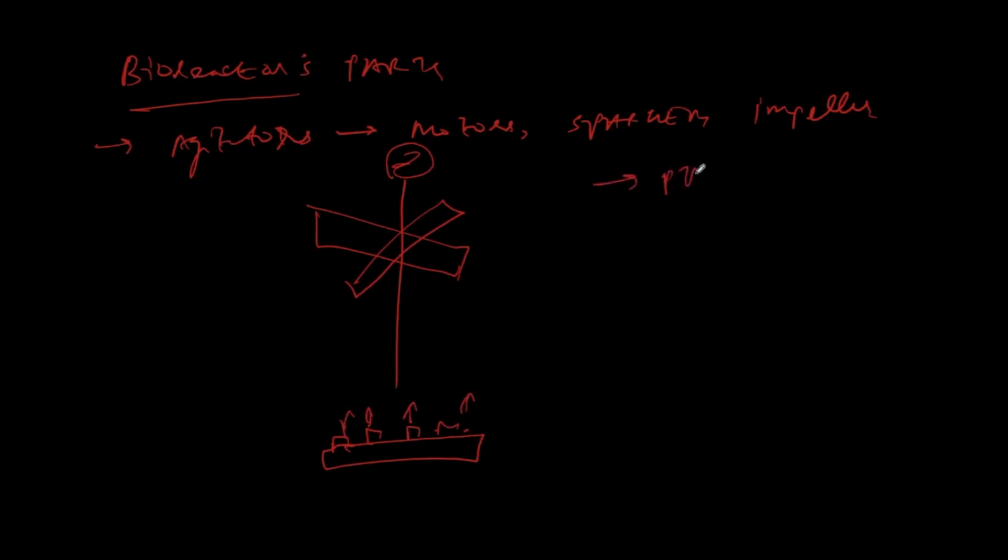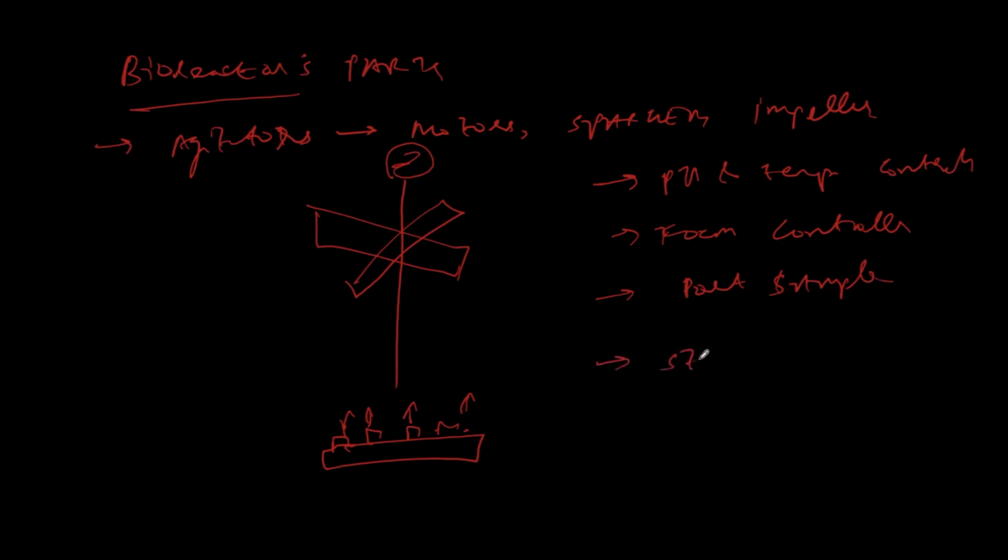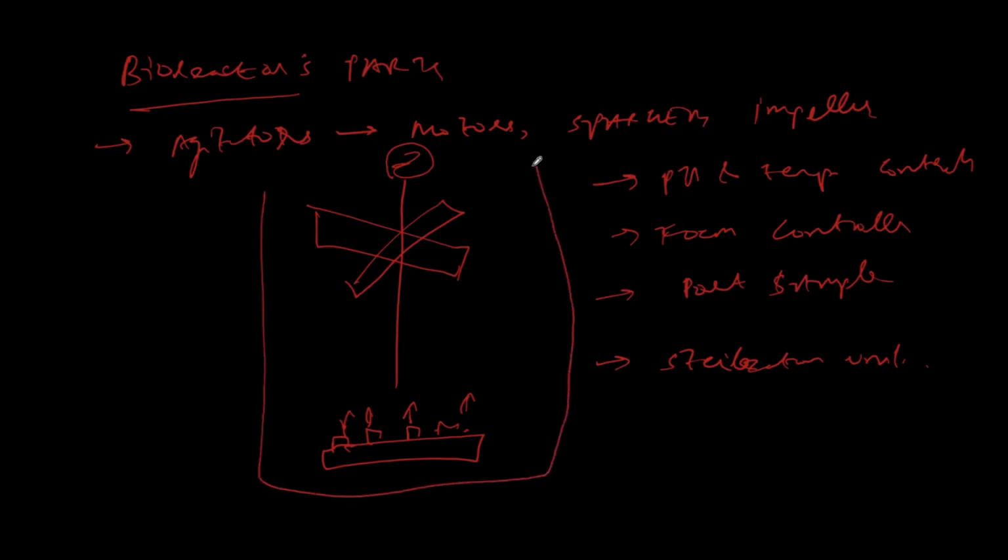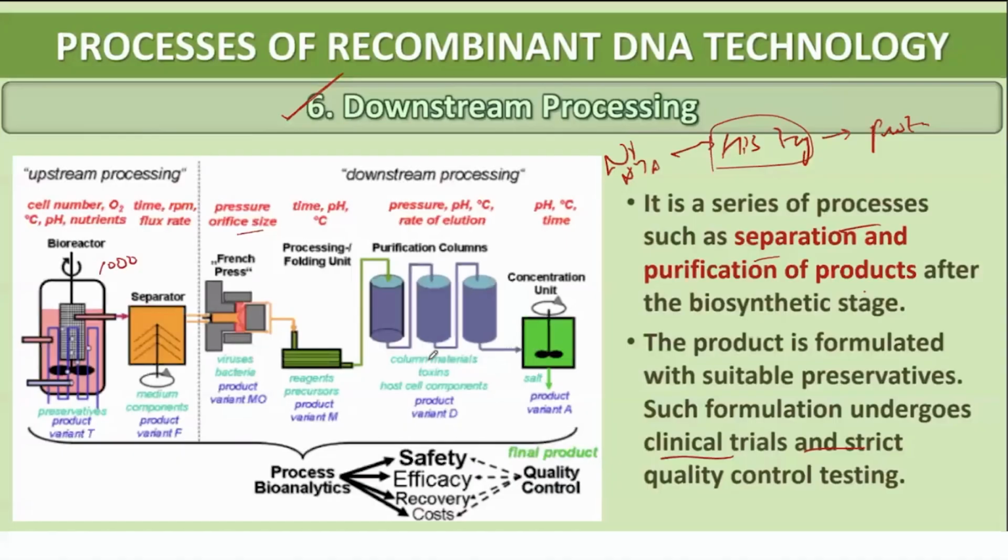Then we had the pH and temperature controller. We have this foam controller. We had this sample port, and then we have this sterilization unit. And we know that bioreactors are mostly cylindrical and curved because they facilitate proper mixing of the bacteria. Now, after the culturing, we have the downstream process.